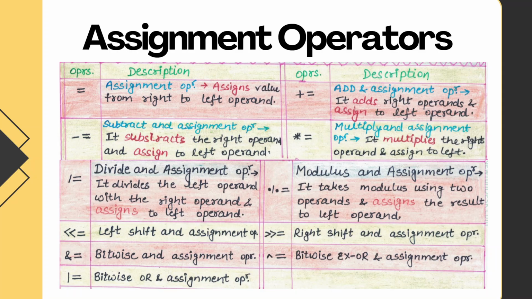Divide and assignment operator. It divides the left operand by the right operand and assigns to the left operand. Modulus and assignment operator. It takes the modulus using the two operands and assigns the result to the left operand. Left shift and assignment operator, right shift and assignment operator, bitwise AND and assignment operator, bitwise XOR and assignment operator, bitwise OR and assignment operator.